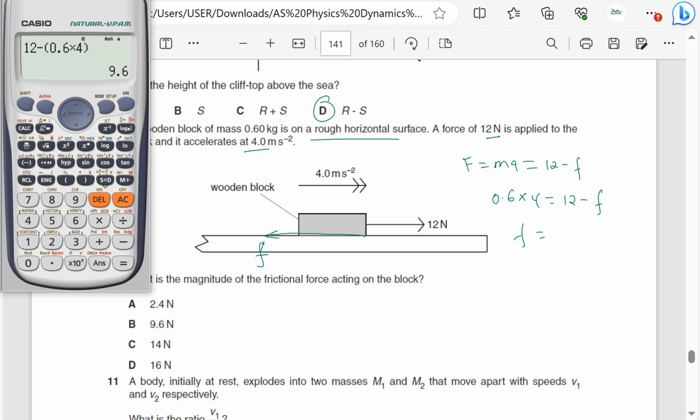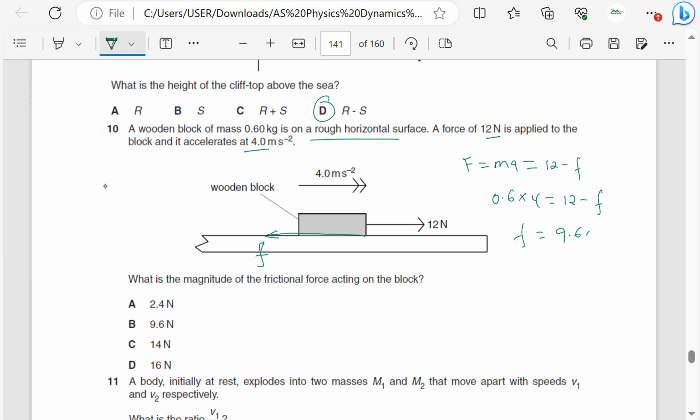So F is going to be 9.6 newtons. So the answer is B.